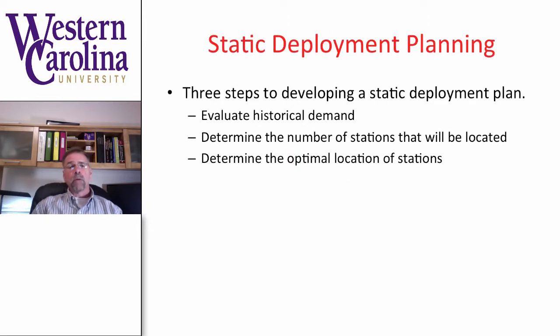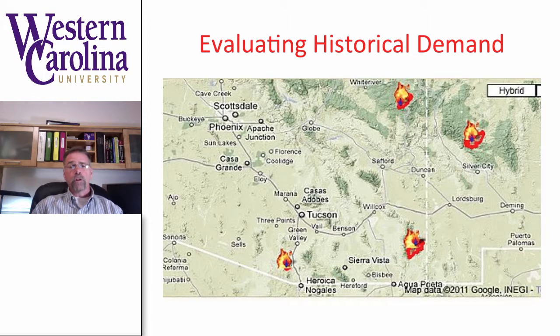With the static deployment model, there's three steps for developing it. We need to start by evaluating historical demand. We need to determine the number of stations that will be located and determine the optimal station locations. Now, these factors don't always work in exactly this order, as we'll talk about as we go through. The first step is to evaluate historical demand. And ideally, we look at where fires or incidents have been reported.